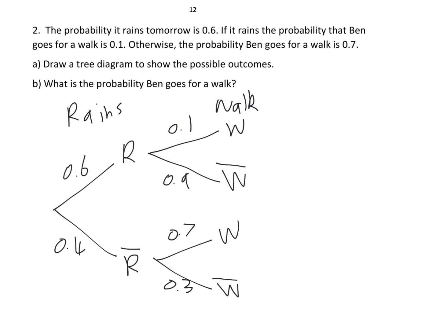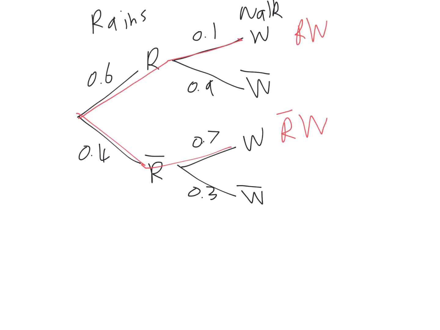And part B asks, what's the probability that Ben goes for a walk? Well, it could rain and he goes for a walk. That's one possibility, rain and walking. Or it might not rain and he goes for a walk. Sorry, my battery went low. Okay, so there's two ways that Ben could go for a walk. Maybe one he'd prefer would be when it doesn't rain. But it's the probability that it rains and he goes for a walk plus the probability that it doesn't rain and he goes for a walk.